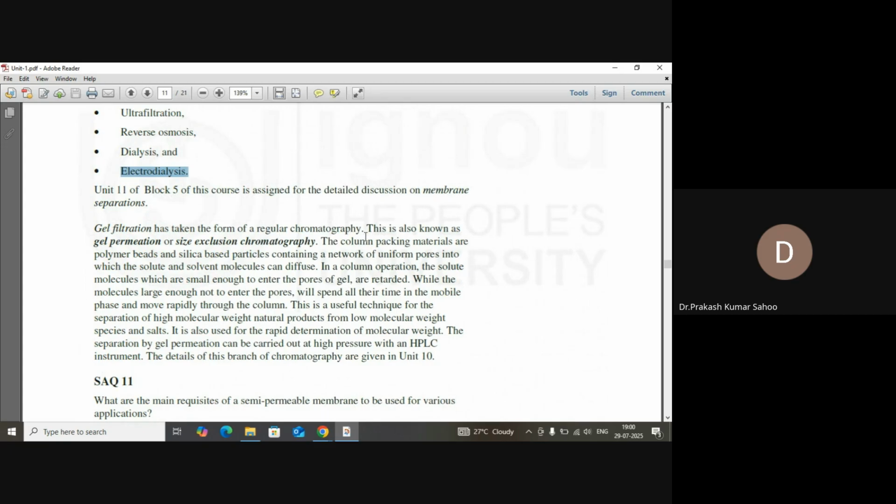Then gel filtration or gel formation or size exclusion chromatography, where the particles get separated depending on their size. The particle that has the smaller size will be separated first, and the bigger size particle will be separated at the end.